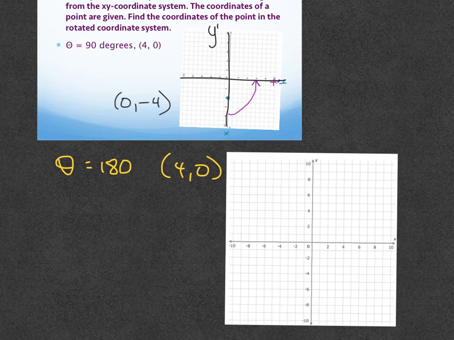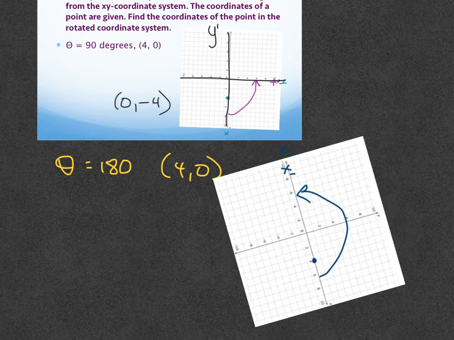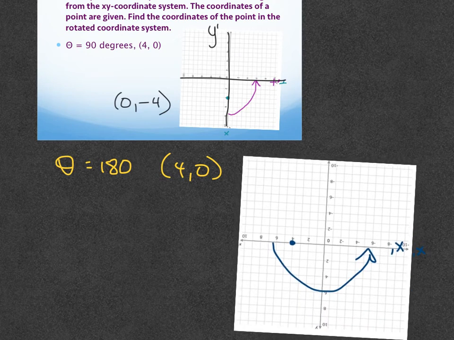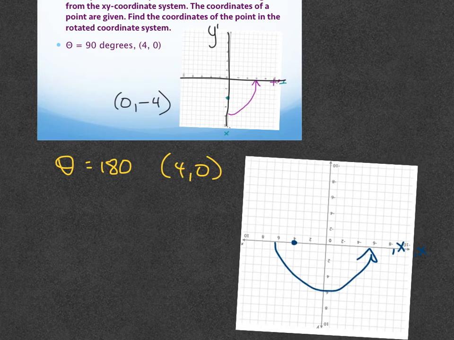So the coordinate point still starts the same, 4, 0. Where is 180? On the left. This is now x prime. Yes, x prime. So I'm going this way to mark it, but then I rotate it back the other way. Now what's the coordinate point there?